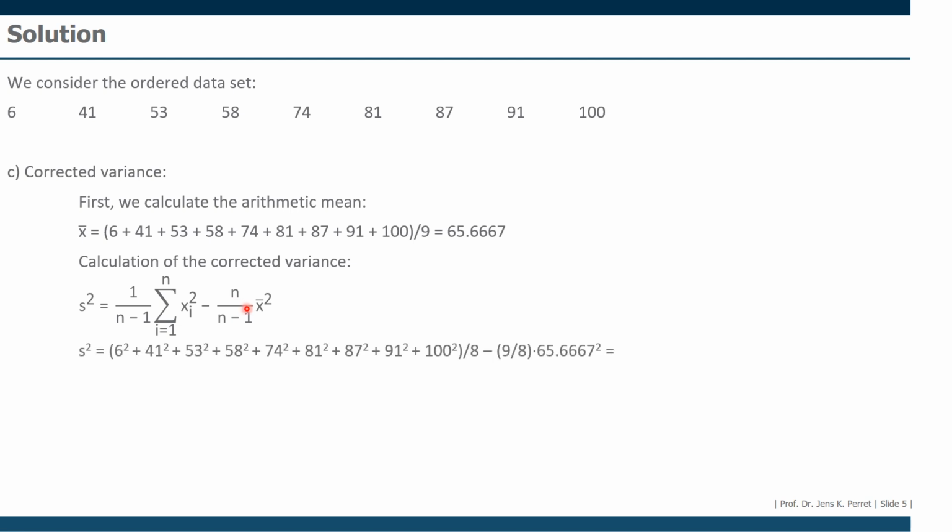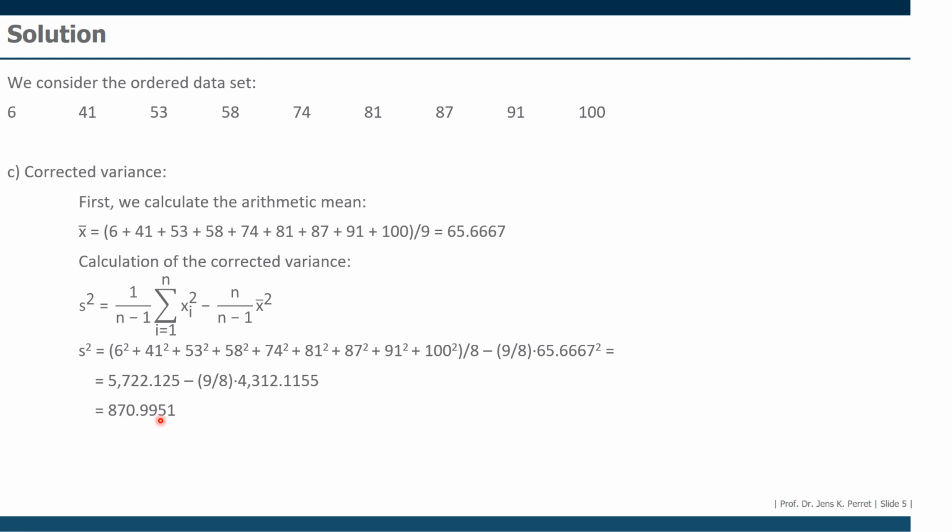So I'm going to do what I just said. I'm going to sum up all the squared observations. That's this part here. And I'm going to divide this by the number of observations minus 1. That's the 8 here. I'm going to subtract n divided by n minus 1, so 9 divided by 8, times the arithmetic mean to the power of 2. That's this part here. If I put this into the calculator, it yields me a final result of 870.9951. Well, that's already part C, that's my corrected variance.